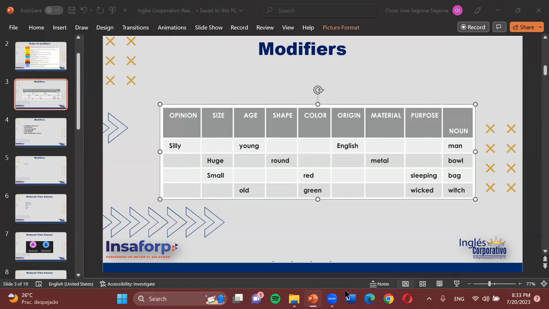So, for opinion, for size, for age, for shape, for color, for origin, for material, and for purpose. So, right now we're going to have around 7 minutes. Creo que es suficiente, unos 7-8 minutos. So, we're going to divide it into 2 groups once again and get to work on this chart.